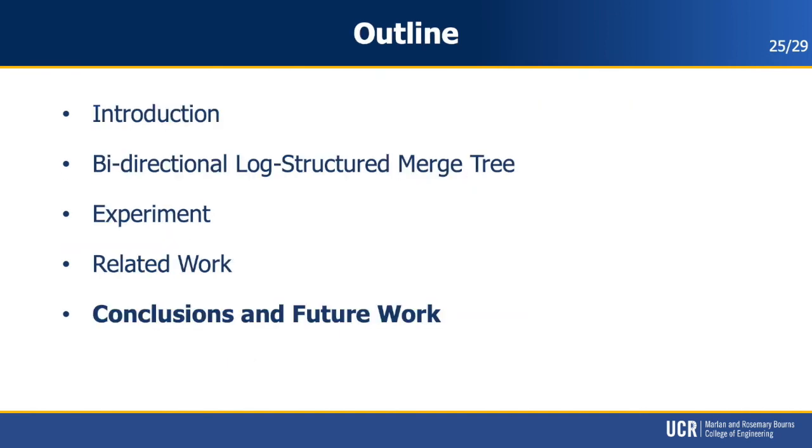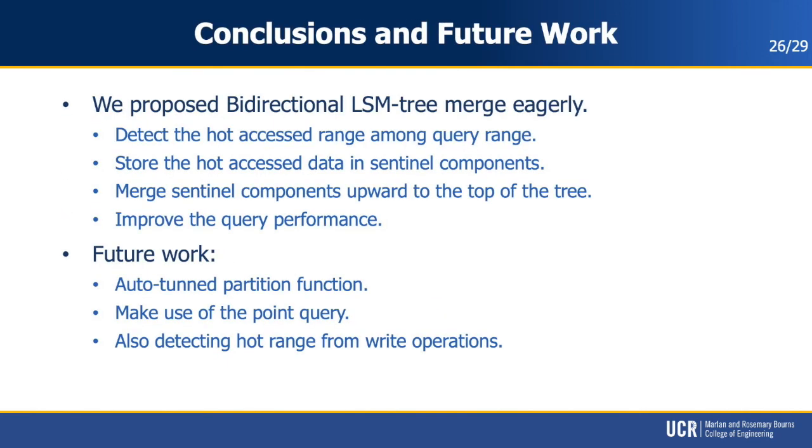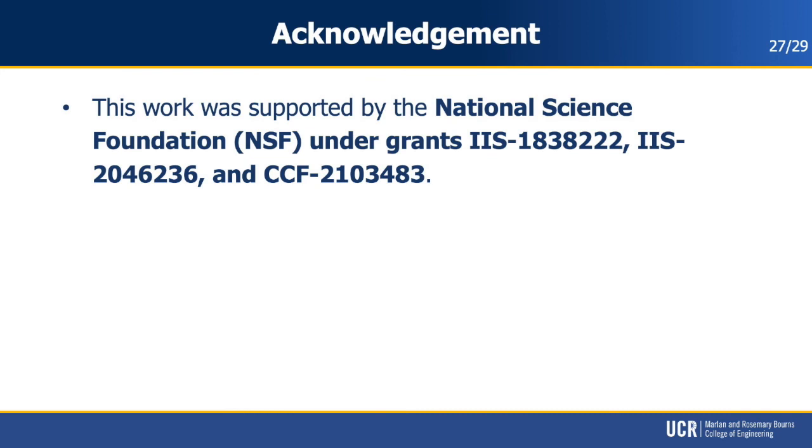In summary, we proposed the bi-directional LSM tree to improve the read performance of the LSM tree by following: detect the hot access range, store it with sequential I/O, and merge it upward in the tree. There are still several future directions to keep working on, like an auto-tuned partition function, and also taking care of hot ranges from write operations. Thanks to the NSF grant for supporting us in finishing this work.